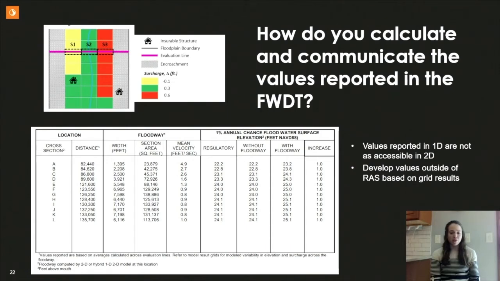Each user might use these values in a slightly different way, and knowing how they are calculated can help the end user. For example, typically in a 1D floodway analysis, the difference between the without floodway and the with floodway is the increase. That can still be the case in the 2D floodway analysis. However, since all of these values are averaged separately, slight differences could also occur, and that could be totally acceptable.